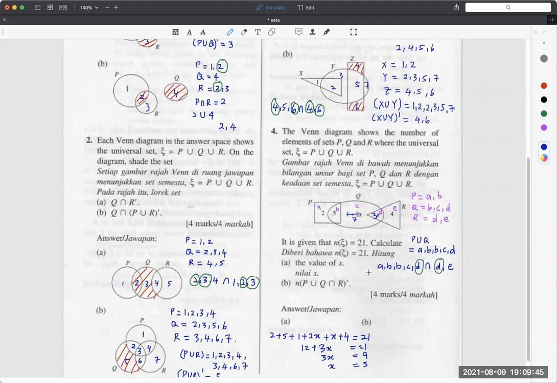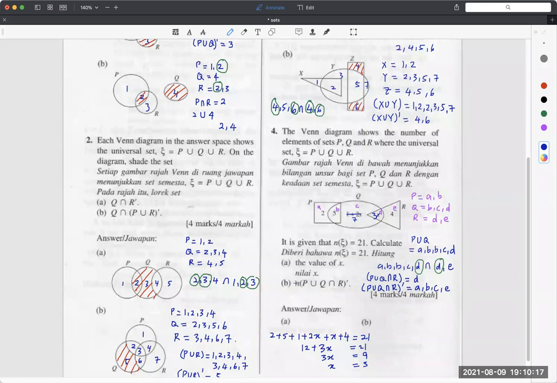So here, P union Q intersect with R is D. But we don't want D, kan? We want the complement of this. Selain daripada yang ni. Selain daripada D lah. So selain daripada D means A, B, C dan E. D kita tak nak. Right? Sebab kita nak selain daripada D.